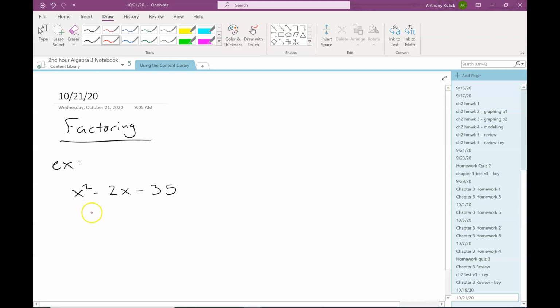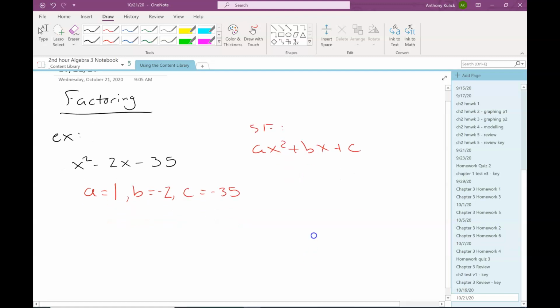So I'd like to start by identifying the values for a, b, and c. When I say a, b, and c, I'm talking about the coefficients from our standard form polynomial. Okay. So in this case, what's our value for a? 1. What's our value for b? -2. And what's our value for c? -35. Is everybody good with how we figured those out?